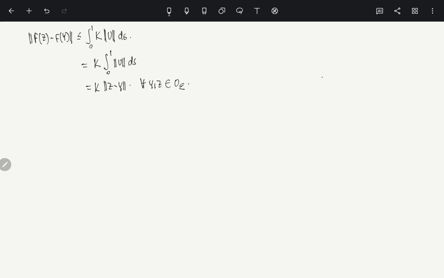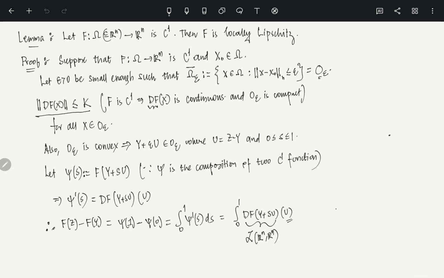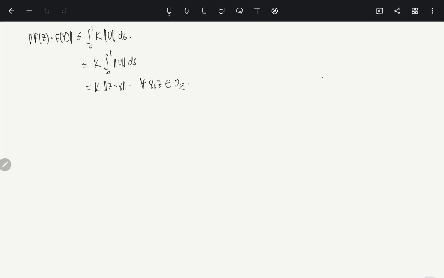Now the question is this. So this is proved. So this is locally Lipschitz. So basically what I am trying to say is this: if it is continuously differentiable, it is locally Lipschitz. Now think about it this way. Let me ask you this question. Why suddenly locally Lipschitz? Why not Lipschitz?